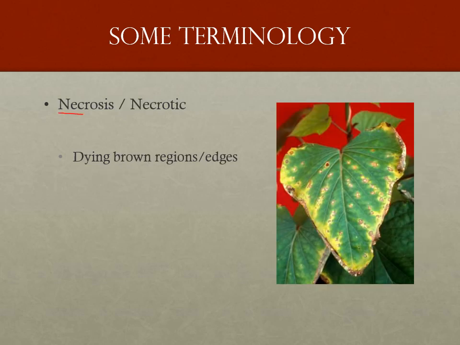Necrosis is death. So see these brown edges of the leaves? That is necrosis, dying tissues. Typically associated with later stages of a deficiency like potassium. That is the term we would use. So you might say that a leaf is necrotic and that it is dying, or it is displaying necrosis.